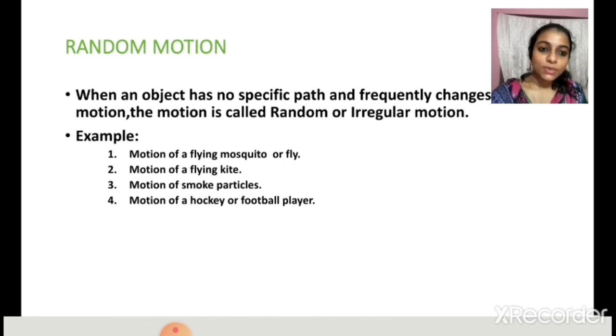Okay. So in this video we have discussed the different types of motion: rotatory motion, oscillatory motion, vibratory motion, multiple or the complex motion, and the last one is random motion. That is, we have discussed 5 types of motion. So you have to study all these motions along with their examples.